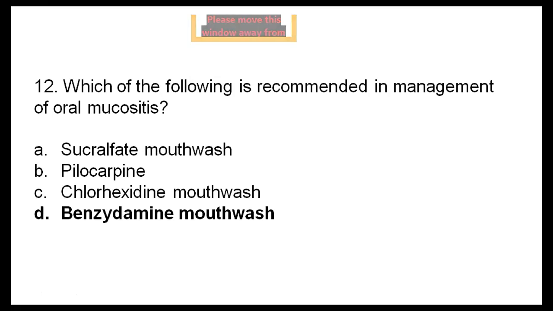The healing takes its own time. After radiotherapy or chemotherapy, once the entire therapy ends, another 2 weeks or so later the mucosa will heal on its own. Benzydamine provides symptomatic relief. It is not something that is going to treat the condition, but it provides relief, and it is recommended in the management of oral mucositis.